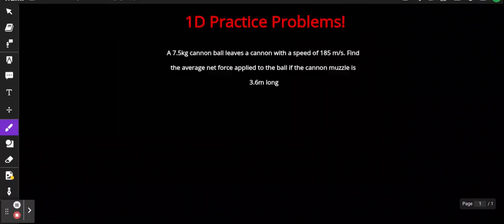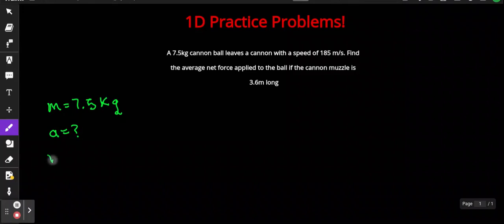Question 2. A 7.5 kilogram cannonball leaves a cannon with a speed of 185 meters per second. Find the average net force applied to the ball if the cannon muzzle is 3.6 meters long. So we have the mass, and the mass is 7.5 kilograms. What we don't have is the acceleration, but we do have this information.